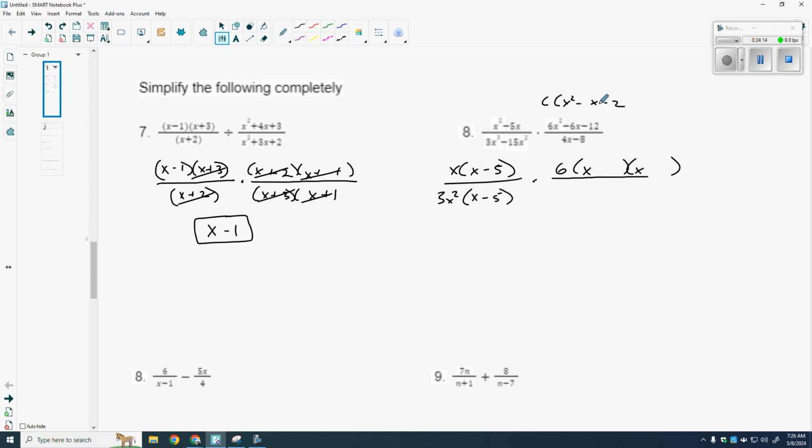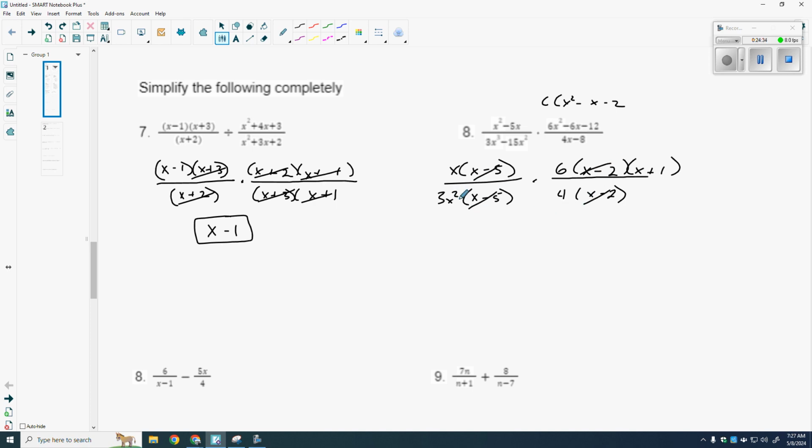Factors of 2 that subtract to give me 1. Well, there's only one option, 2 and 1. I need a -1, so the 2 is negative and the 1 is positive. What goes into 4 and 8? That would be a 4. Anything on top can cancel with anything on the bottom.